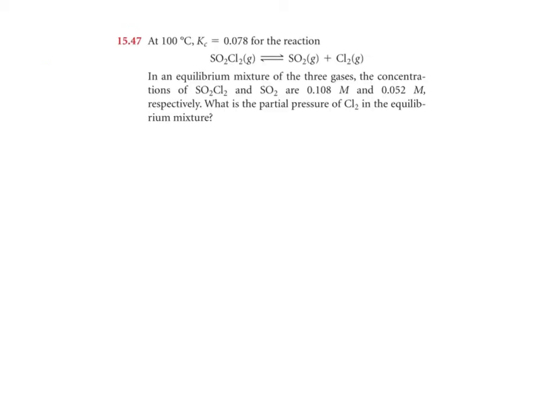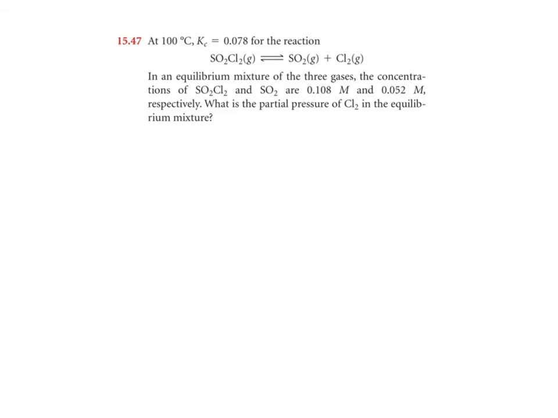All right, number 47. This one's a little faster, a little easier. At 100 degrees Celsius, K sub C equals 0.078 for the reaction SO2Cl2 in equilibrium with SO2 plus Cl2. In an equilibrium mixture of the three gases, the concentrations of SO2Cl2 and SO2 are 0.108 molar and 0.052 molar, respectively. What is the partial pressure of Cl2 in the equilibrium mixture?